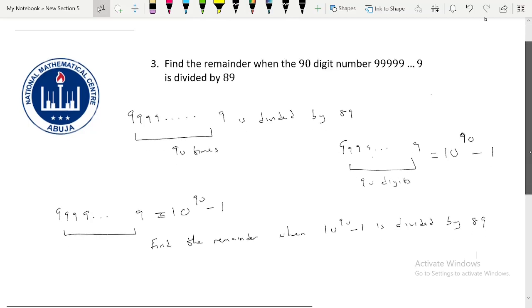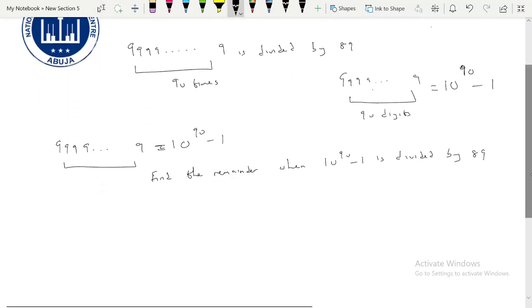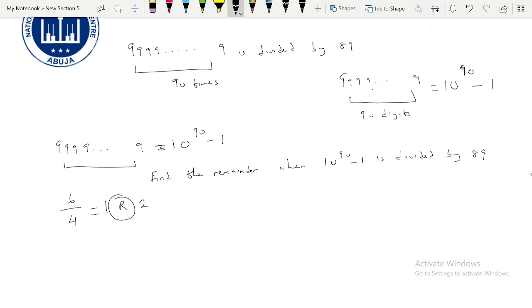So you know that, assuming I give you something like 6 divided by 4, 6 divided by 4 is 1 remainder 2. And if I write this in the modulo form, this is the same thing as saying that 6 is congruent to 2 in mod 4. These two are actually the same thing, they're equivalent. 6 divided by 4, 1 remainder 2, also means that, so the remainder is what we're going to put here. So 6 is congruent to 2 in mod 4.